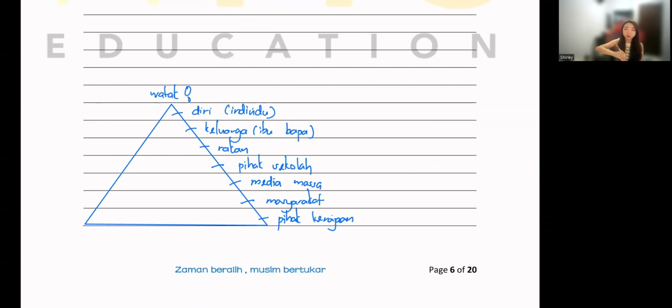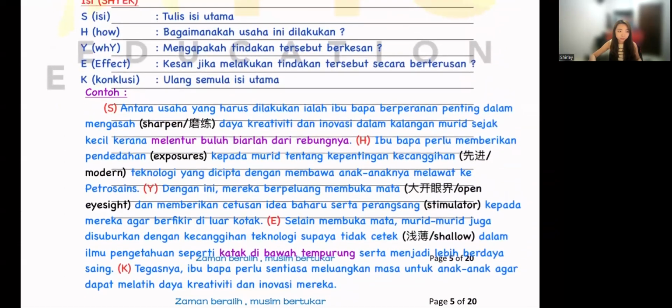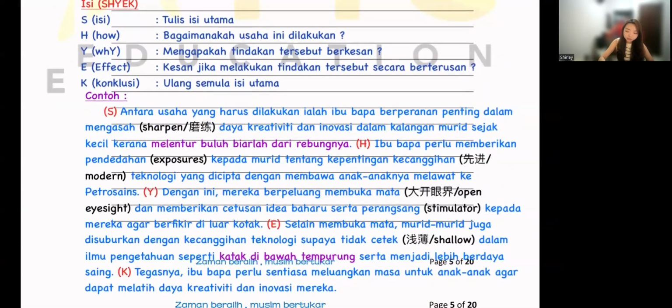Okay, we go back to the previous one, which is the EC, because I choose ibu bapa. For the EC, I will show you just now the usaha that can be done. I choose ibu bapa. So we move on now. Okay, come back to this one. You ask yourself a question and also write it out. So isi utama is that I choose ibu bapa. So ibu bapa is what they can do. Always menjadi suri teladan, but you give a more specific one. Berperanan penting, play a very important role in sharpening the daya kreativiti dan inovasi dalam kalangan murid.